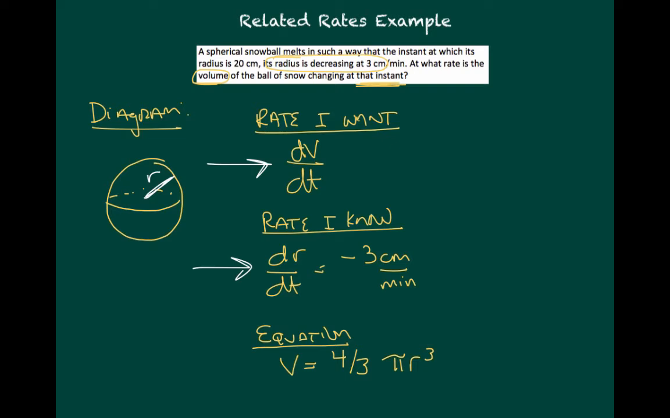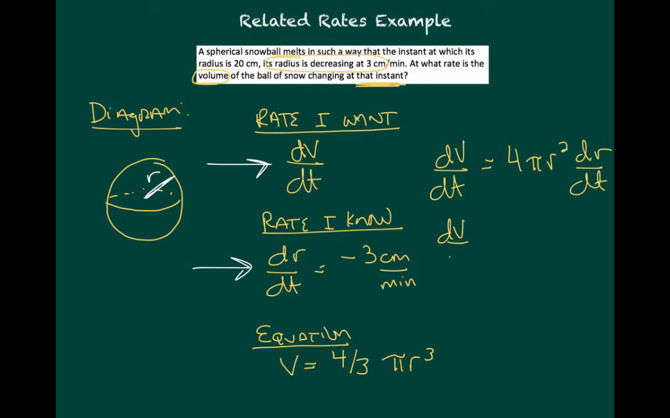Now when I do that, I'll get dv dt, because that's the derivative of volume with respect to time, is going to equal 4 pi r squared times dr dt, because once again we have to use the chain rule and multiply by the derivative of radius with respect to time. So now that I've taken the derivative, I can plug in the values that I know. Well, what do I know? Well, I want dv dt, so I'm not going to get that solved.